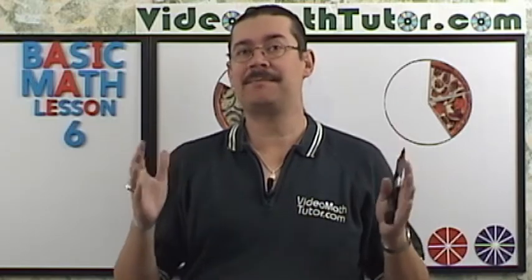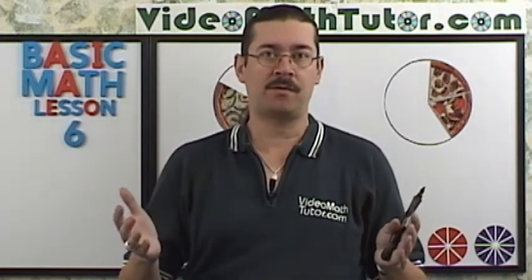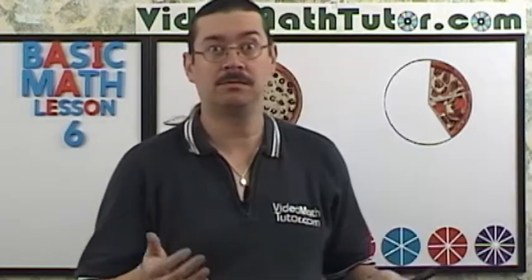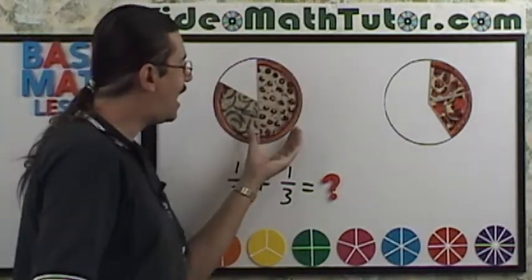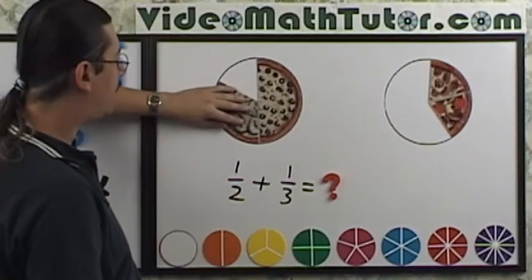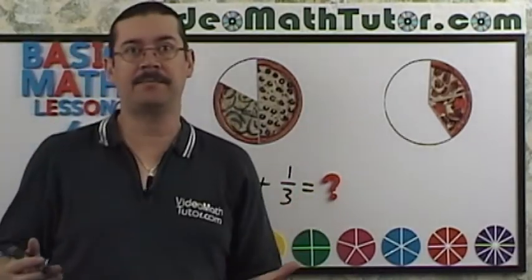We just saw a few examples where adding fractions with the exact same denominator was very straightforward. Now the question comes up, what if we have different denominators? How do we add a half pizza with 1/3 of a pizza right here? What is the answer going to be?